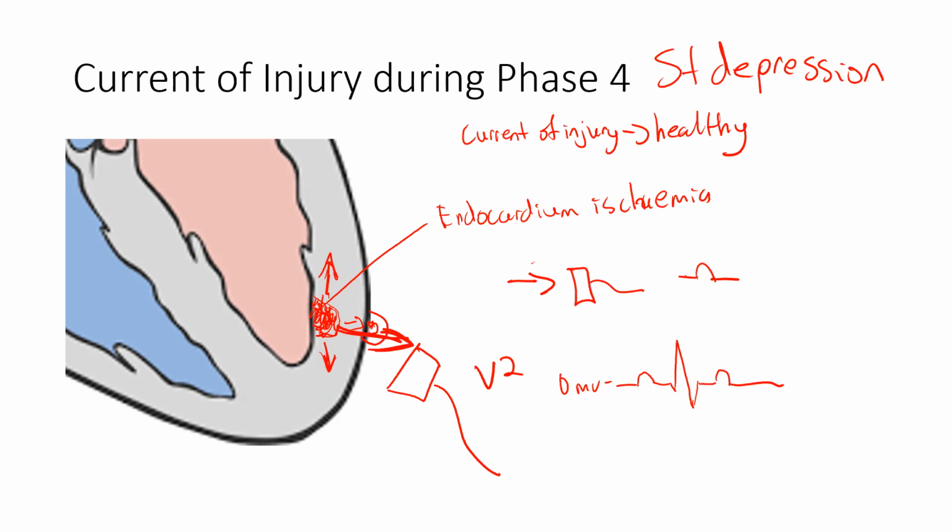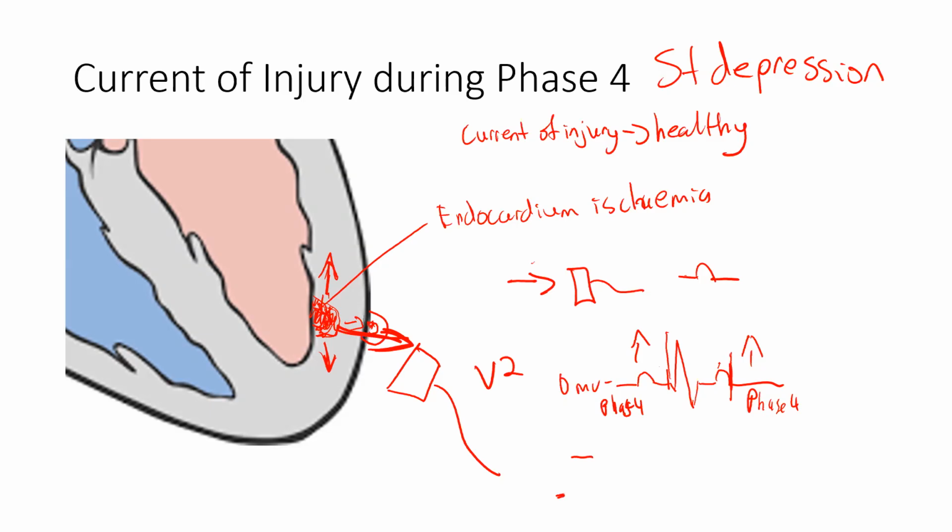And how it does it is it actually elevates, because again, this part here is phase 4, and this part here is phase 4. This part here is your action potential of your myocardium. And so at this point, it's going to lift this up because, again, it's a positive deflection. It's going to lift the phase 4 part up. So it's going to look like the ST segment is depressed.